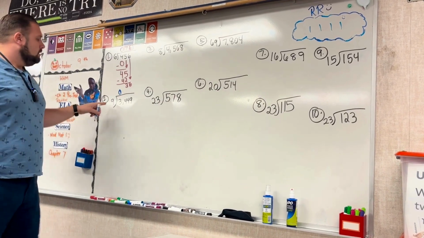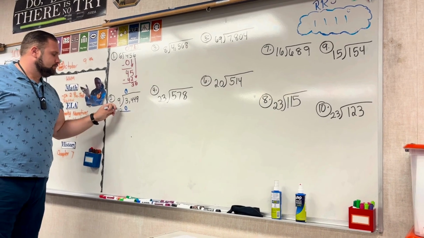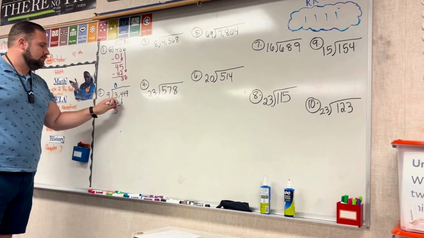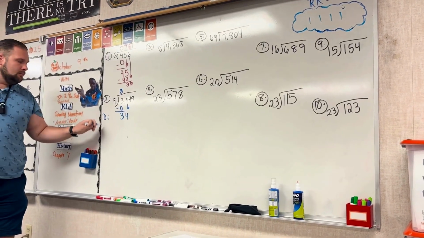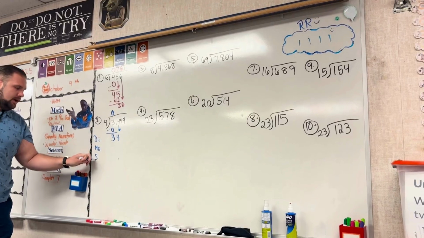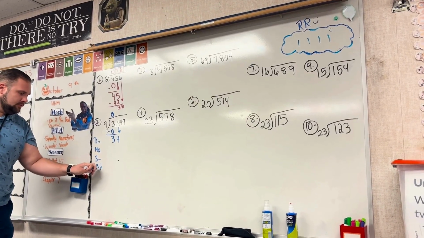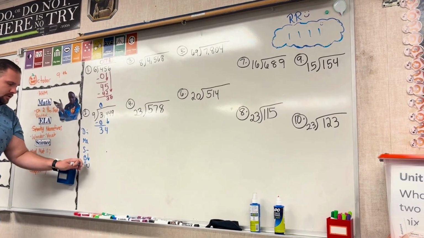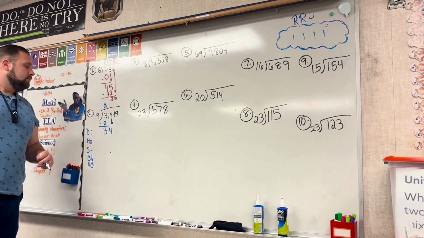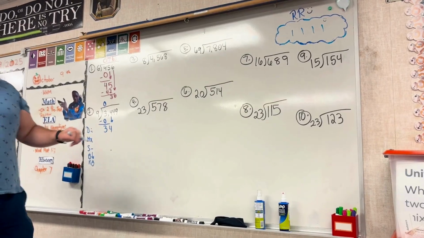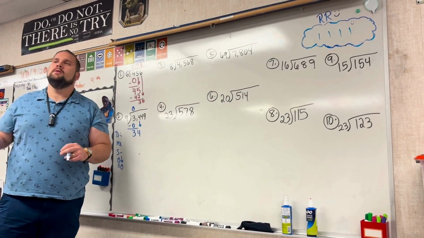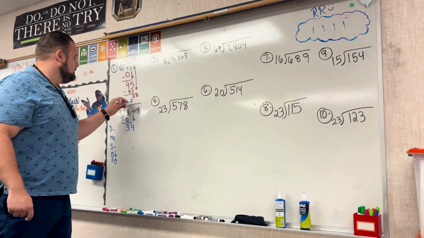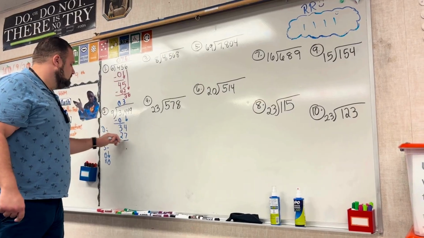All right. 9 times 0 is 0. We subtract, and then we bring down the 4. Okay, remember our rules: divide, multiply, subtract, bring down, and then repeat or remainder. Now 9 goes into 34 3 times. Okay, 9 times 4 is 36. That's too big. So we've got to go 9 times 3, which makes 27.